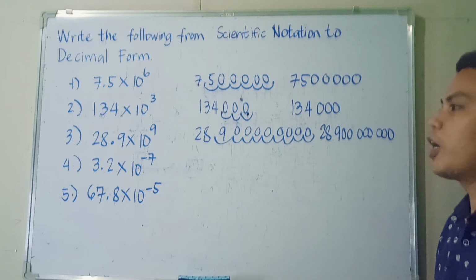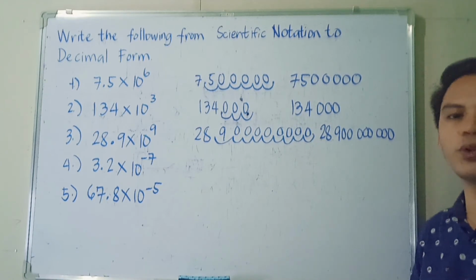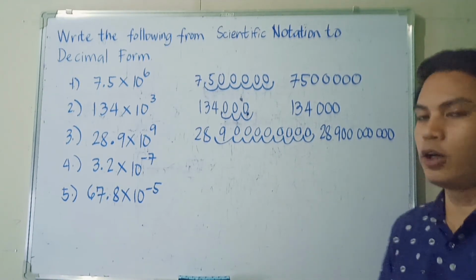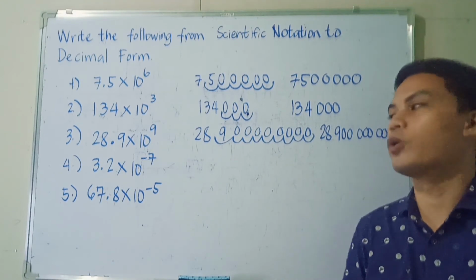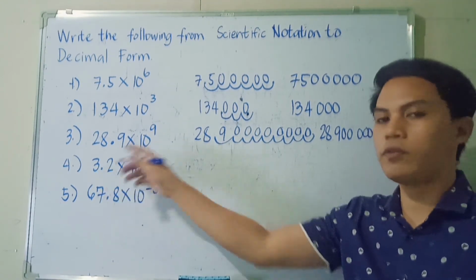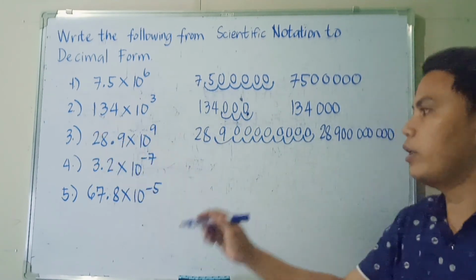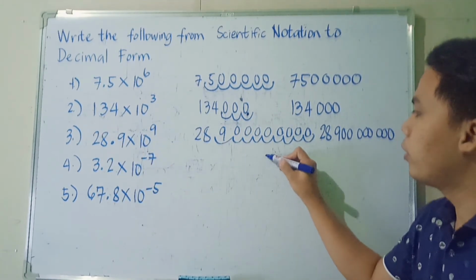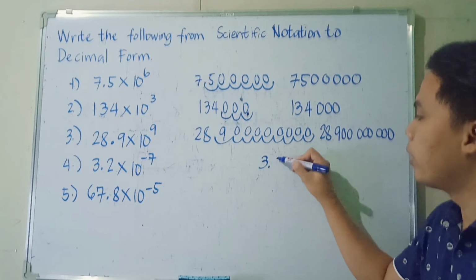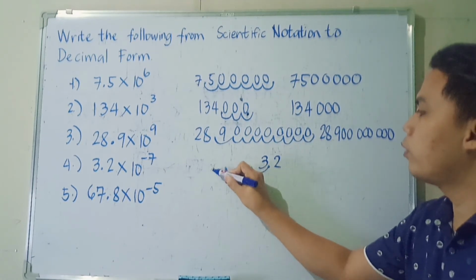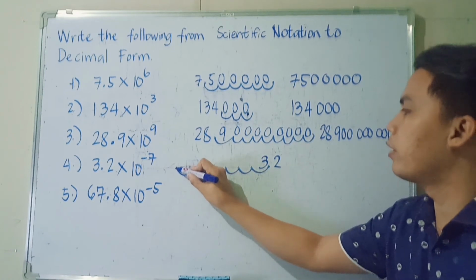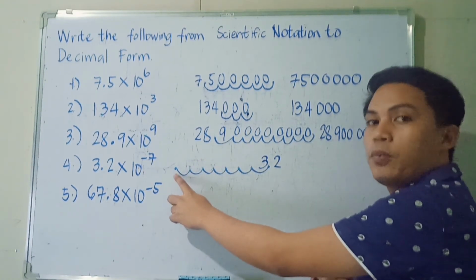Okay? Now, let's have number 4. We have 3.2 times 10 raised to the power of negative 7. So, since negative yung exponent natin, we're going to move the decimal point from right to left. Okay? So we have here, lalagay natin dito sa gilid banda. 1, 2, 3, 4, 5, 6, 7. Okay, nandito na yung decimal point.